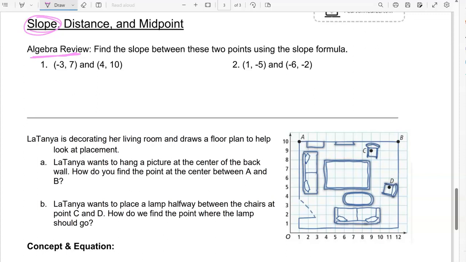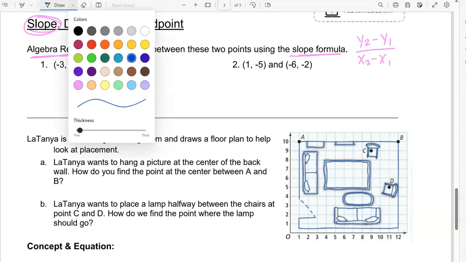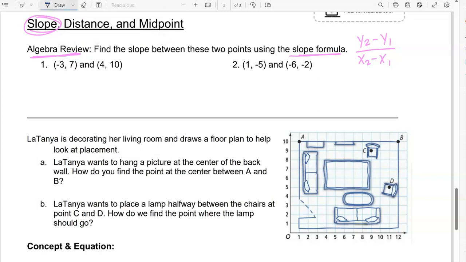Now, just in case we do not remember the slope formula, our slope formula is y2 minus y1 all over x2 minus x1. So change in y's over your change in x. If you feel comfortable with this formula, go ahead and complete 1 and 2, and then check your answer after I have. If you need the quick algebra review over this formula, I am going to work through it on number 1 with you. So first things first, I'm going to label my points.